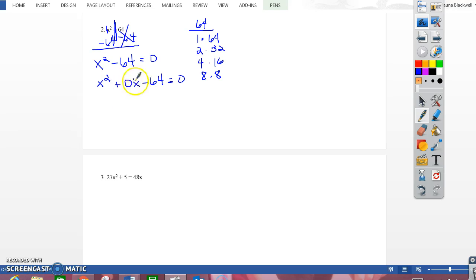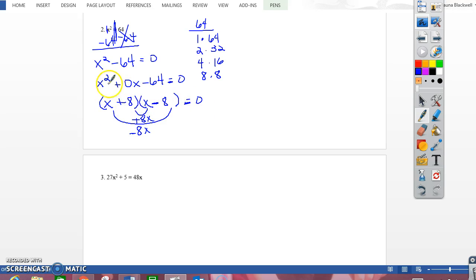Now remember, if we want our middle term to be 0, when we undo FOIL to factor, x squared, we get x times x. 64, if I want to make 0 in the middle, I have to use the 8 and the 8. Remember, that's going to make an outer of 8x and an inner of 8x. And in order to make 0, one's positive, one is negative. And it's still equal to 0 over here.